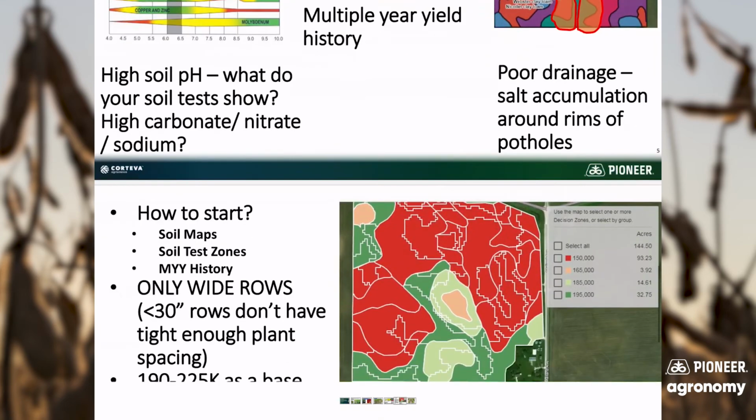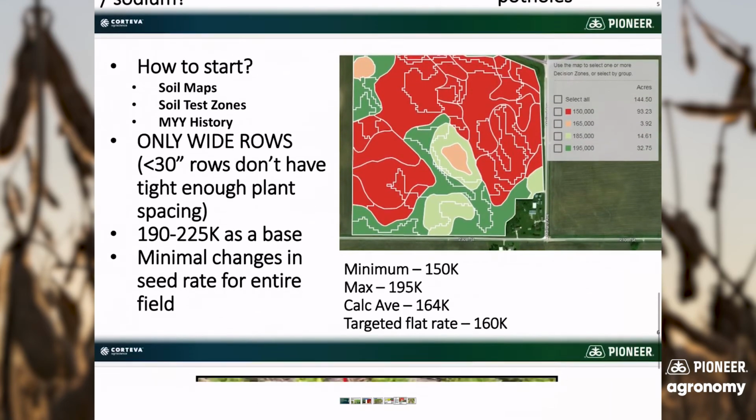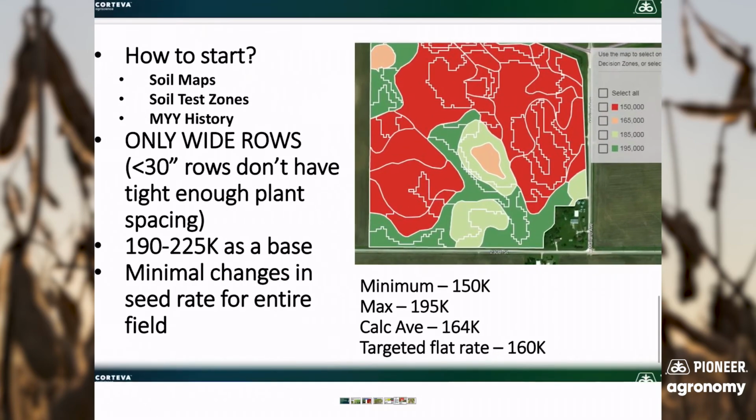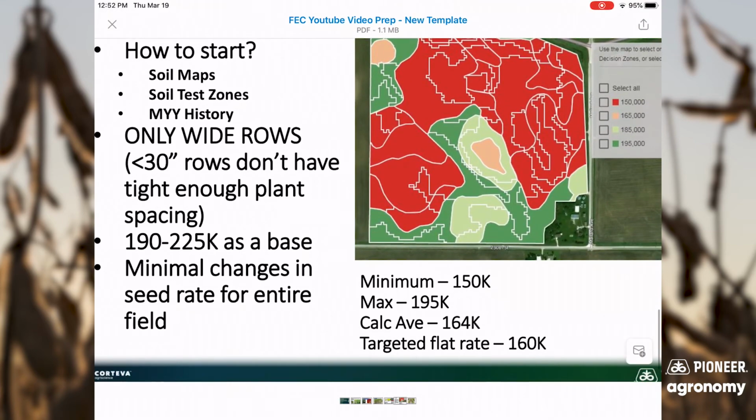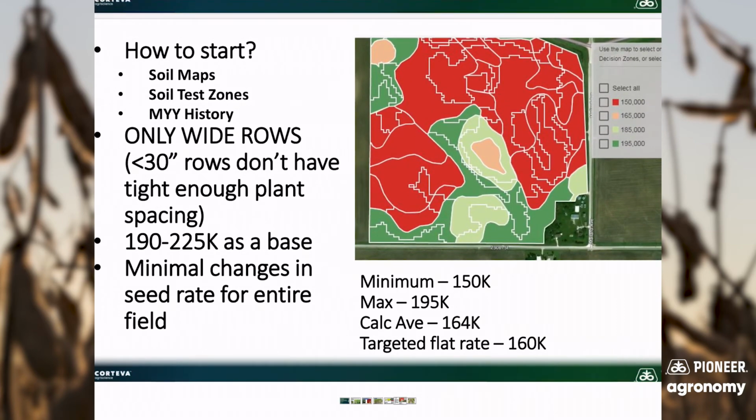Now, how to start? Like I said, you use those three zones. The one thing that I must say, this only does work on wide rows. Anything over 30-inch rows, those plants have to be tightly spaced. They have to have those root zones really close together. If you get into 15-inch rows or 7.5s or 10s, this isn't going to work out for you as well.